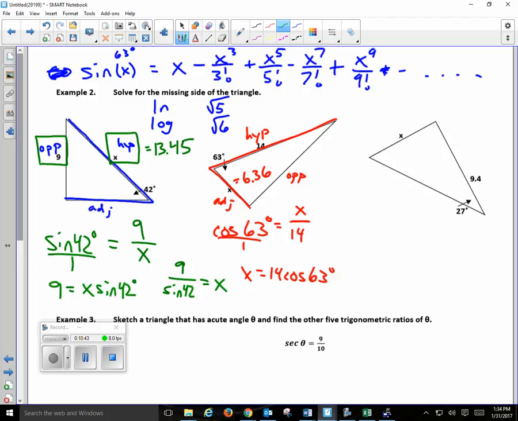Some people already got it, so I'll just go over it. We got a 27-degree angle. Sine, cosine, or tangent? Tangent of 27 is equal to x over 9.4. Cross multiply: 9.4 times the tangent of 27 is equal to x.